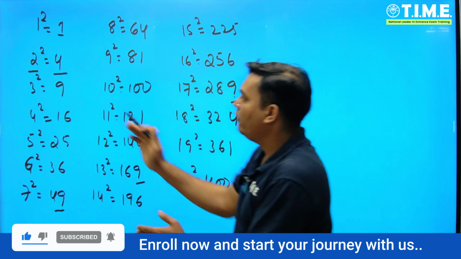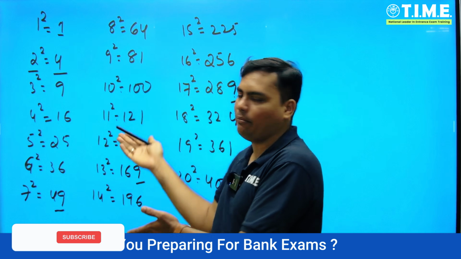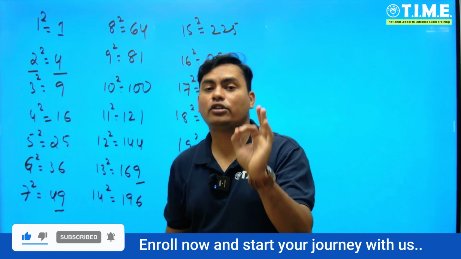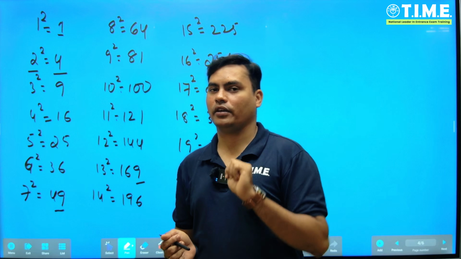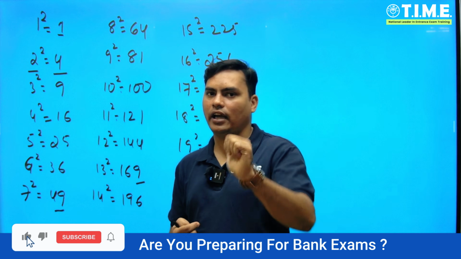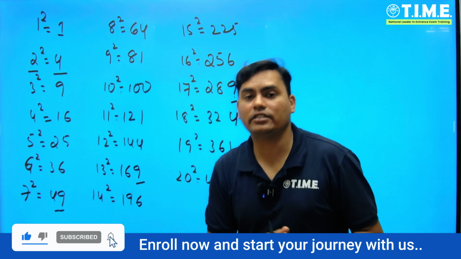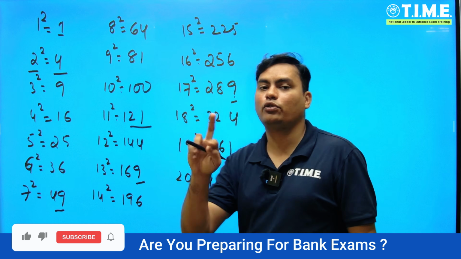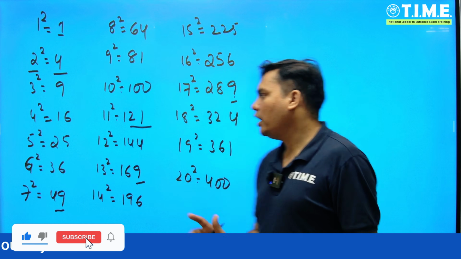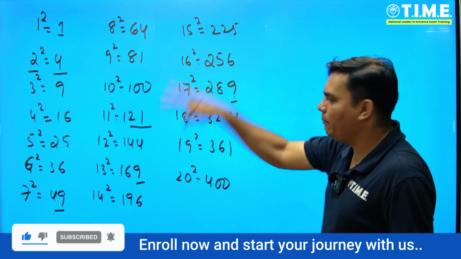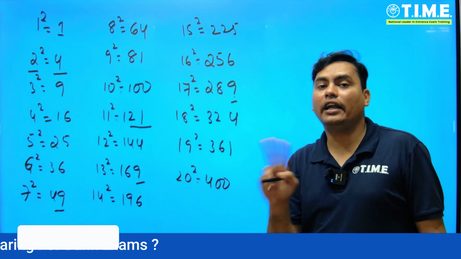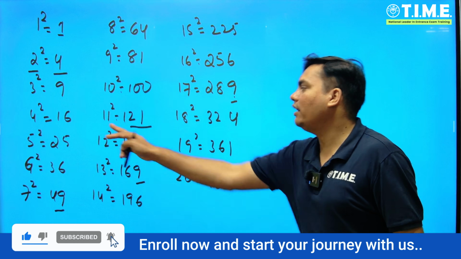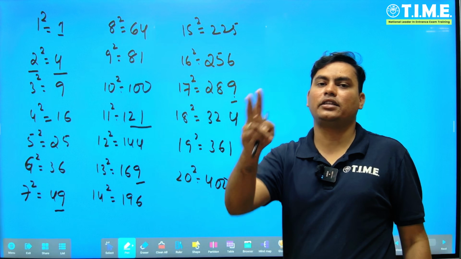Now, if you look at the single digit numbers, what is 2 square? It is ending with 4. Yes. 3 square, it is ending with 9. If I ask what is 11 square, it is 121. It is ending with the two digits 21. Is there any other number having 21 as the last two digits? No. Only 11 square will have the last two digits as 21.